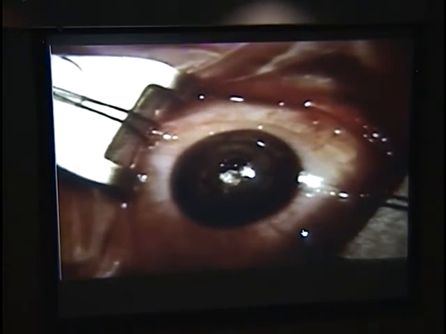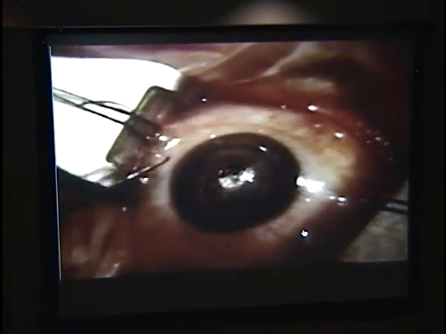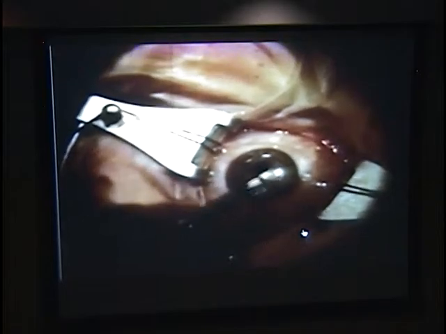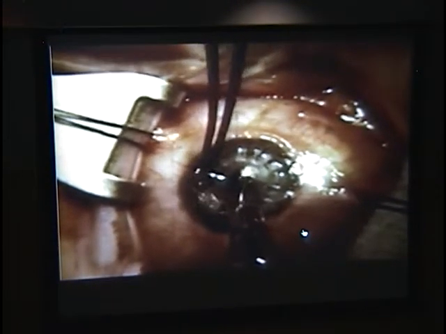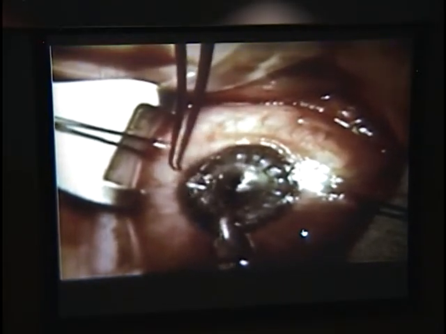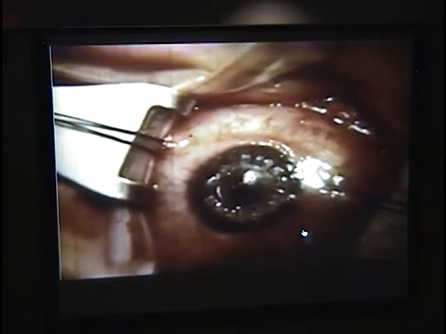The donor button is gently rinsed with balanced salt solution, placed on the patient's eye, and sutured in place using interrupted 10-0 nylon sutures. A total of 16 sutures are usually used. I leave the knots exposed and slide them to the recipient side of the wound in order to enhance wound healing.